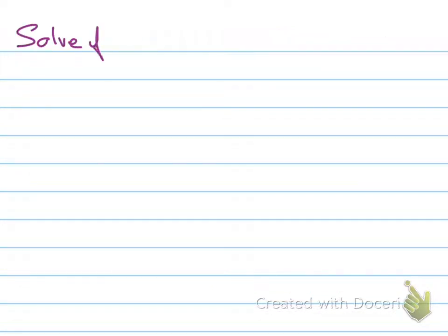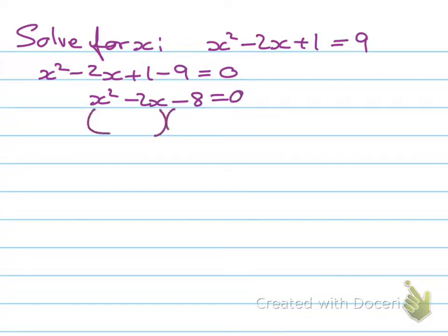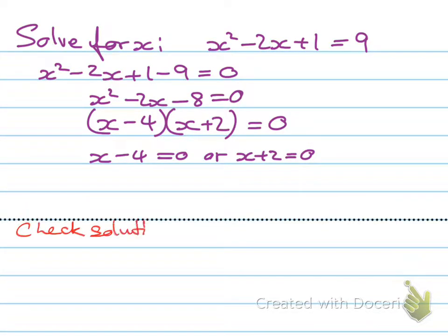Right? Solving for x again. Right? x squared minus 2x plus 1 is equal to 9. Right? We first write it in standard format, then we factorize. There we go. Right, and then we factorize and we equate each factor to 0. Then we solve for x for both, and then after doing that we check our solution.